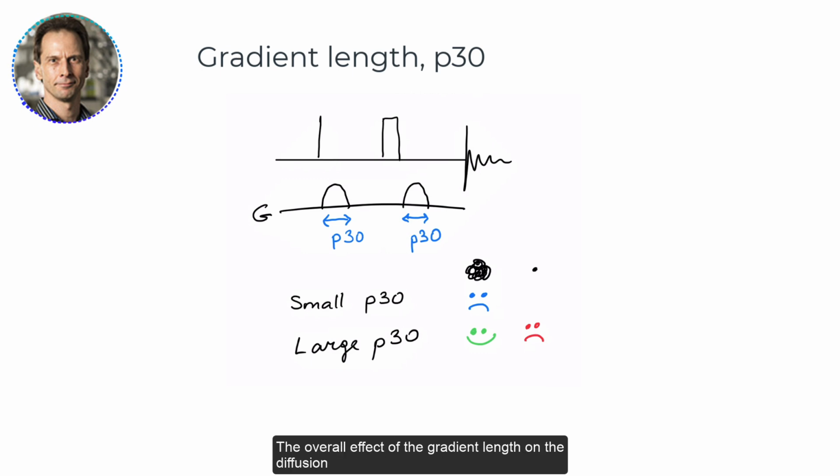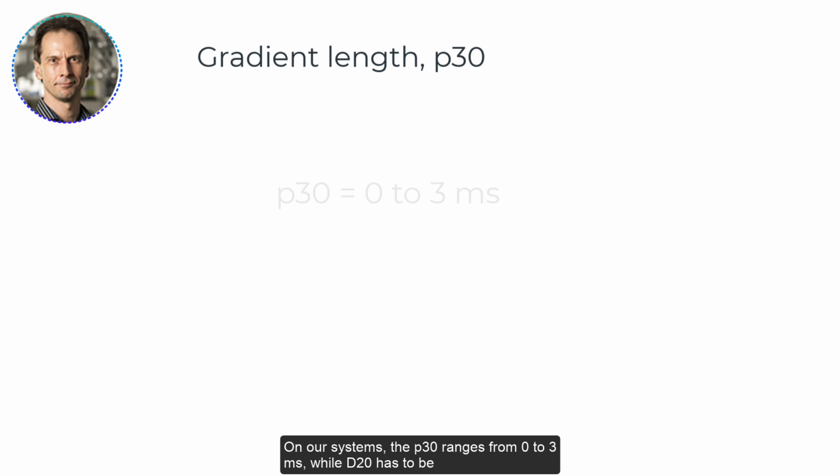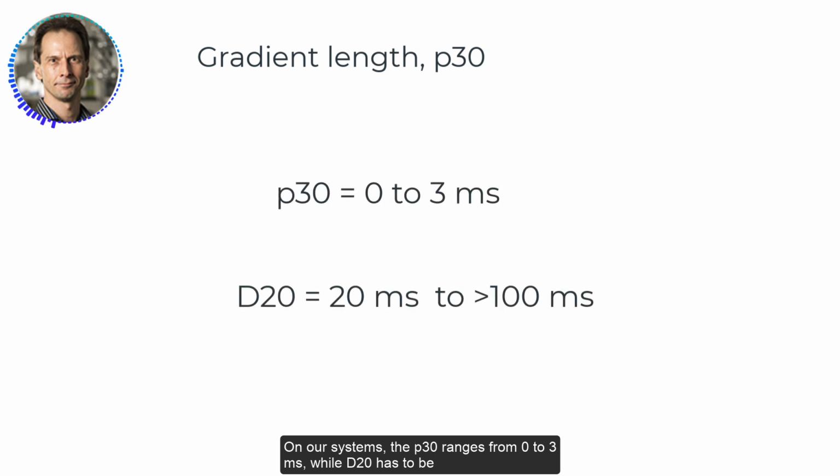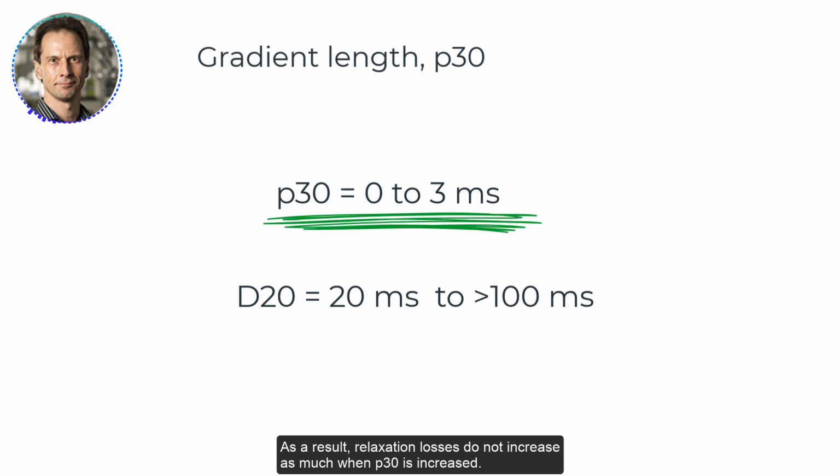The overall effect of the gradient length on the diffusion experiment is much stronger than the effect of diffusion time. On our systems, the P30 ranges from 0 to 3 milliseconds, while D20 has to be much larger, from 20 milliseconds to beyond 100 milliseconds. As a result, relaxation losses do not increase as much when P30 is increased.